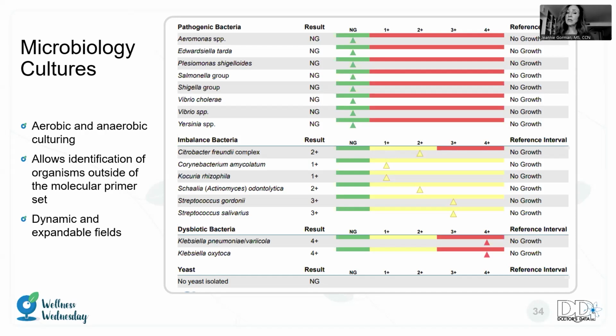These categories automatically expand depending on what we find. So the imbalanced bacteria list could be long or it could be short. Dysbiotic bacteria is usually imbalanced bacteria that has gone on too long and then now flipped into a status of 3+ or 4+, and now falls into a dysbiotic bacteria category. Yeast is at the bottom, of course. In this case, no yeast was isolated.